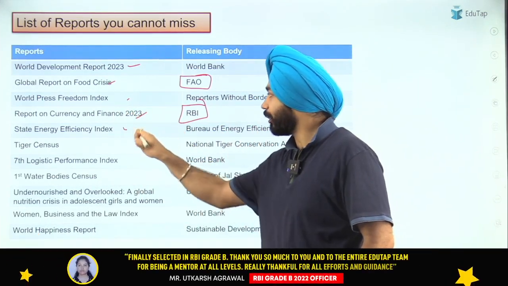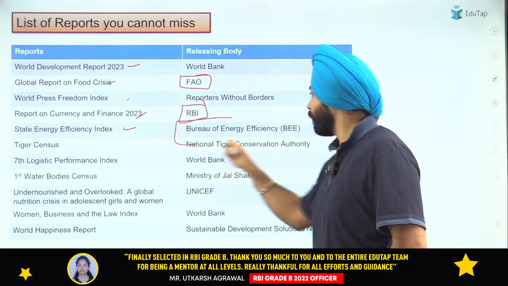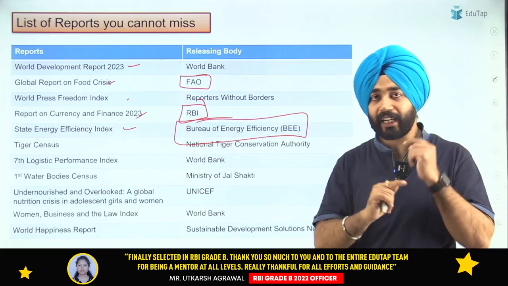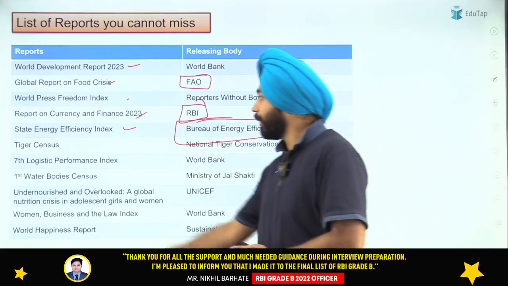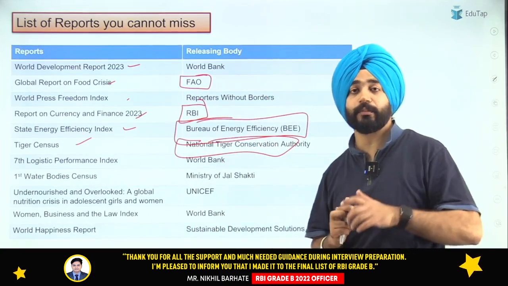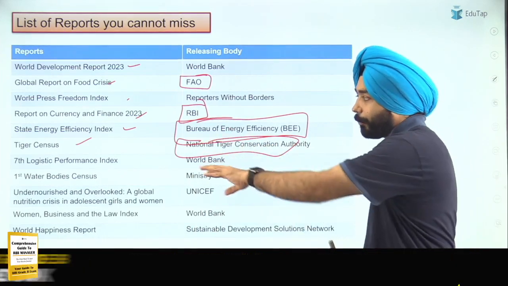Then the State Energy Efficiency Index of the Bureau of Energy Efficiency. This year sustainable development and environmental issues can play a very important role, guys. Then the Tiger Census by NTCA: the recent Tiger Census has been launched. It has been launched after 4 years. So this is very important.